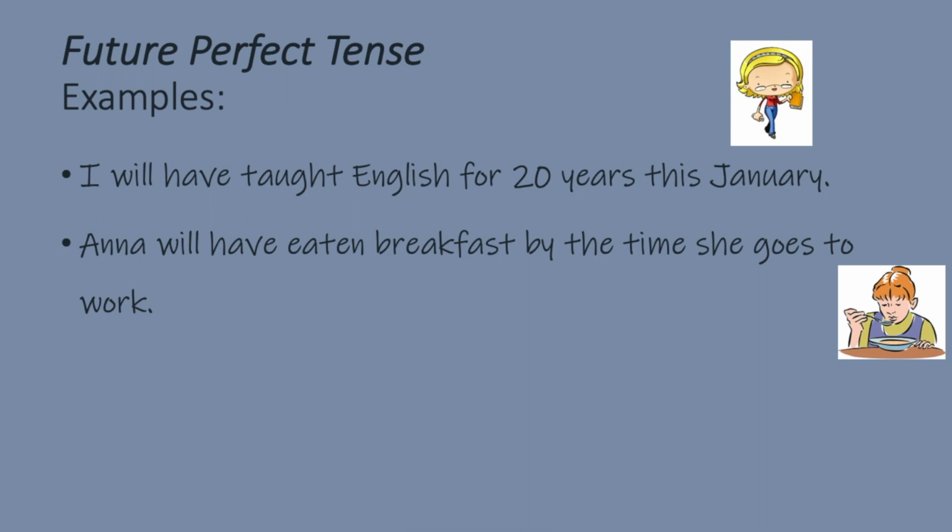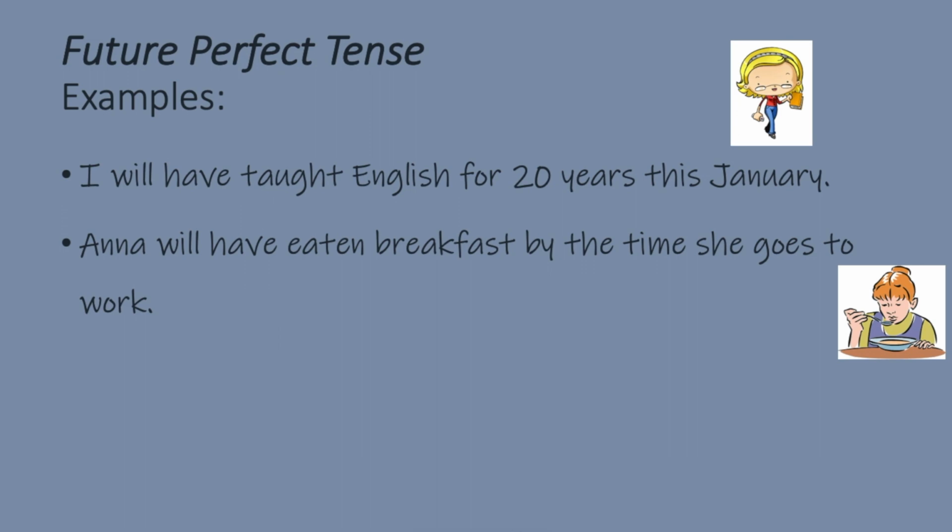Remember when I said that by the time used in past perfect dependent clauses takes the simple past? Well, when we use by the time with future perfect sentences, we use the simple present in that clause. Take a look at this sentence. Anna will have eaten breakfast. This is future perfect. Will have eaten. She hasn't eaten yet, but she will. The rest of the sentence is by the time she goes to work. So this means she will first eat breakfast and then she'll go to work.